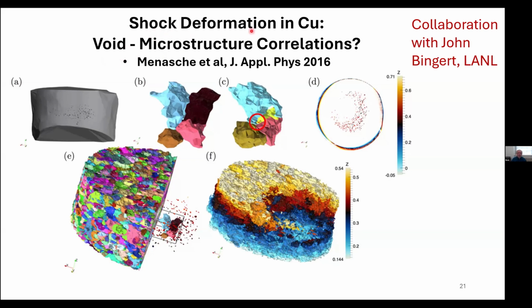So this was a measurement of shock deformation in copper. Most of the work on the experimental data is by David Benash, and this is a paper in 2016. So what we did here is measure a volume of a 1 millimeter diameter piece of copper, measure the microstructure, and then we sent it off to our collaborator, John Bingert at Los Alamos.